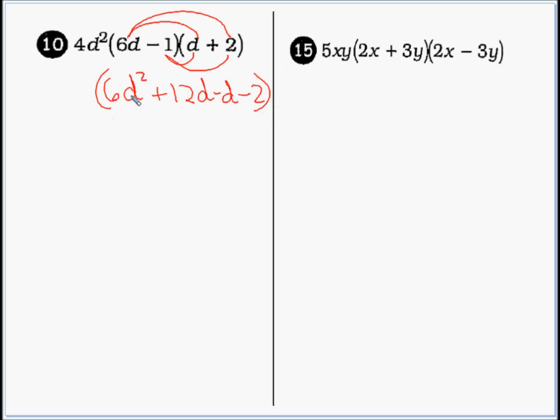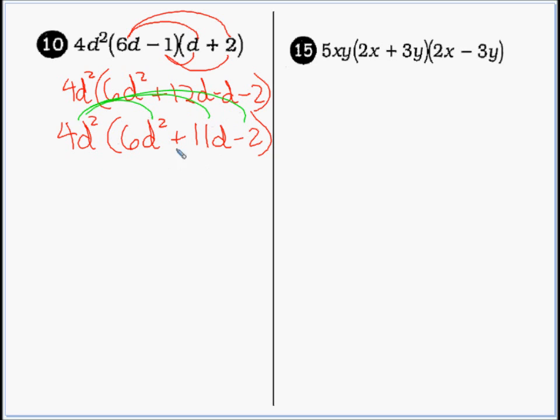And all of that is inside a grouping symbol like parentheses, and it's all going to be multiplied by 4d squared. I'm going to simplify inside the parentheses first. 6d squared, positive 12d, negative 1d would leave you with 11d, and then minus 2. Now I can distribute the 4d squared, which, I guess you could do it before, but this way is easier.